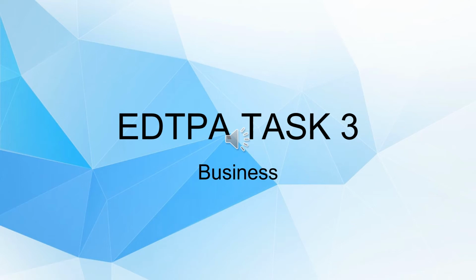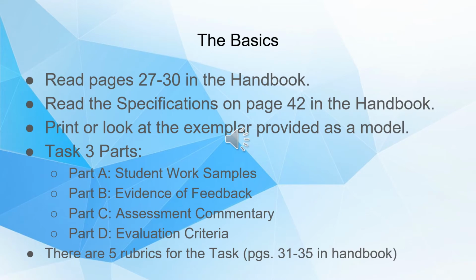This video is to help you with task 3 for the business handbook. Just to go over the basics, you want to make sure that you read all of the pages that are related to task 3 in your handbook. This includes the specification chart that's towards the end of your handbook, because this will tell you how to name your files and how many you need, and there are a number of files for this task.